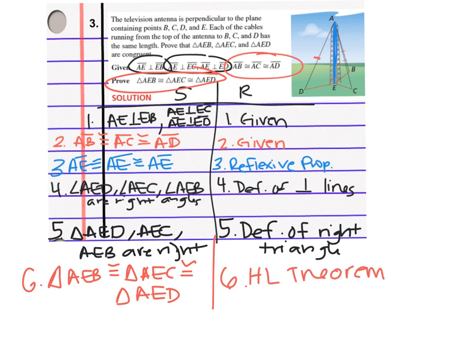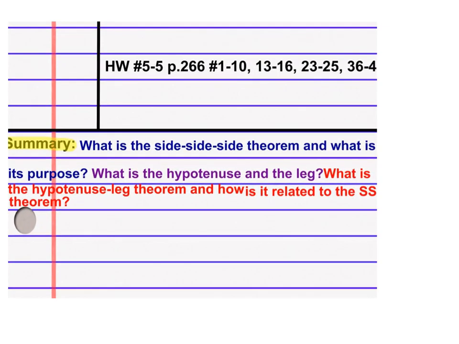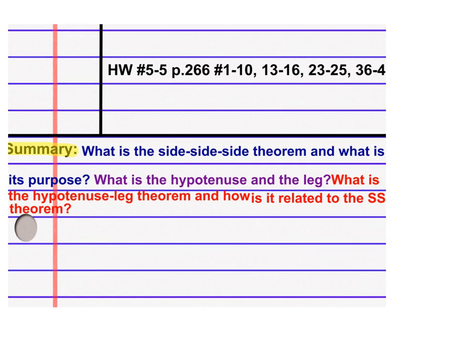So pause the video if you need more time. I'm going to go to the summary. So what is the side-side theorem? What is its purpose, right? It's a shortcut. Instead of having to say all three sides and all three angles, you only need three sides. What is the hypotenuse leg theorem? And how is it related?